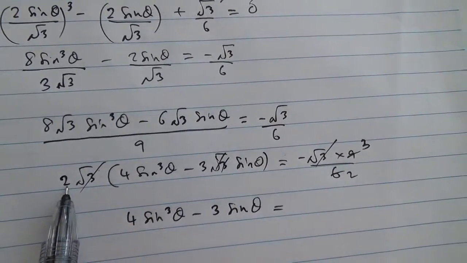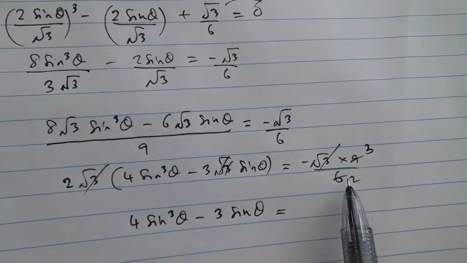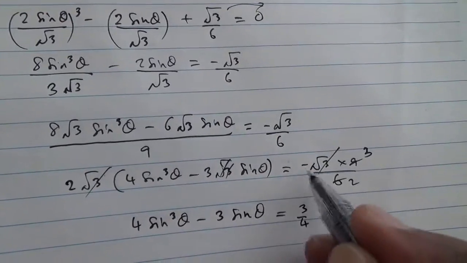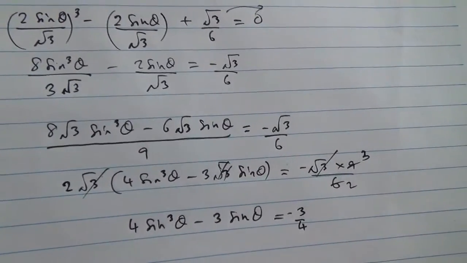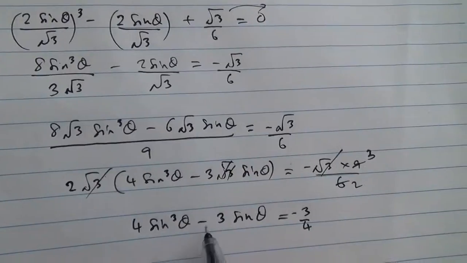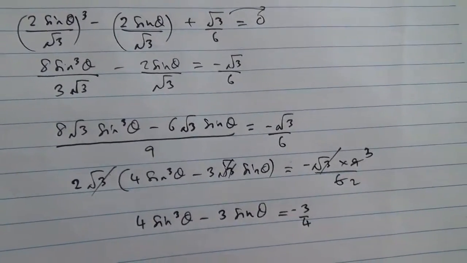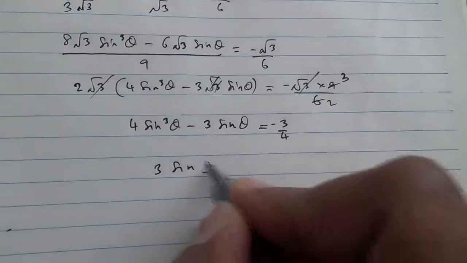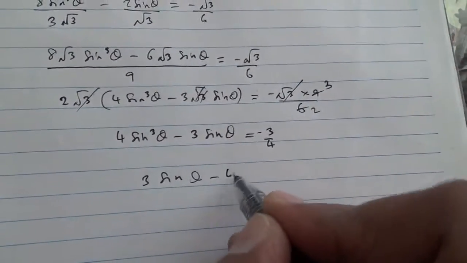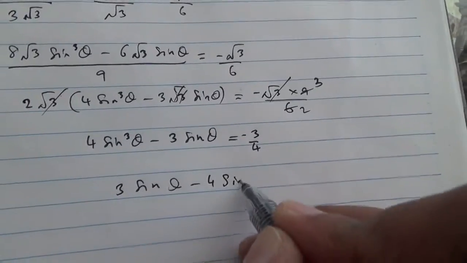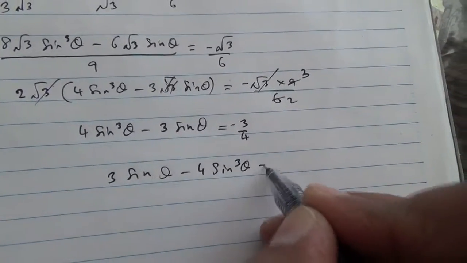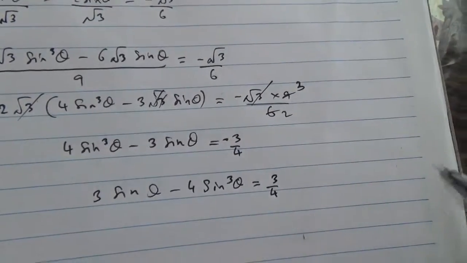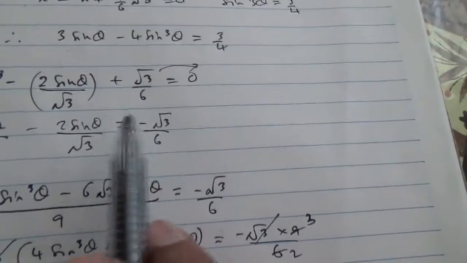This 2 is multiplied, when you move it to the other side it becomes divide. So 3 over 2, divided by 2, you get 3/4. There's a negative here, so you put your negative. We can further say this negative can become positive, so we can say 3 sine theta minus 4 sine cube of theta is equal to, the minus becomes plus, 3/4. And here we are, we've been able to prove it.